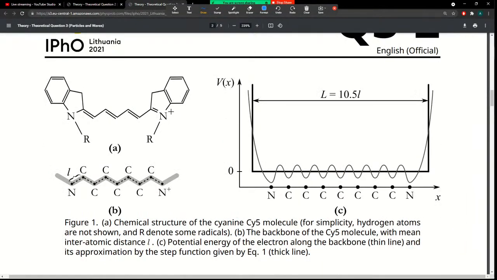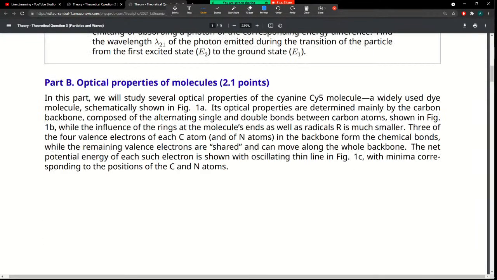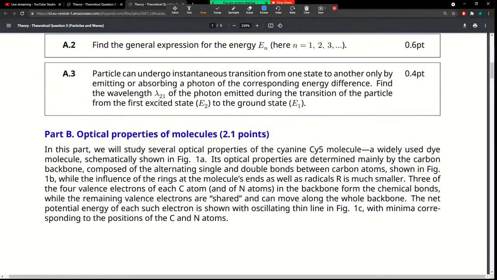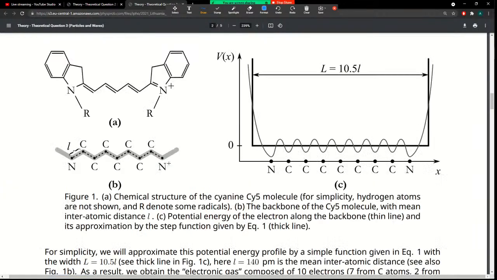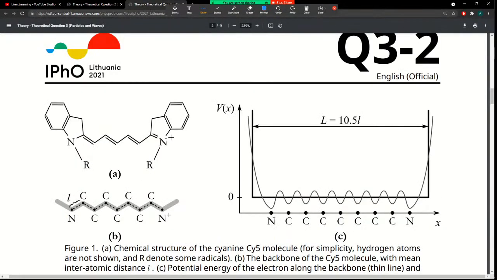Is this backbone or double bond? In backbone. But for backbone, I think it should be double bond because here is the double, that pi bond. For backbone, that is a very weak bond. Okay, sure.